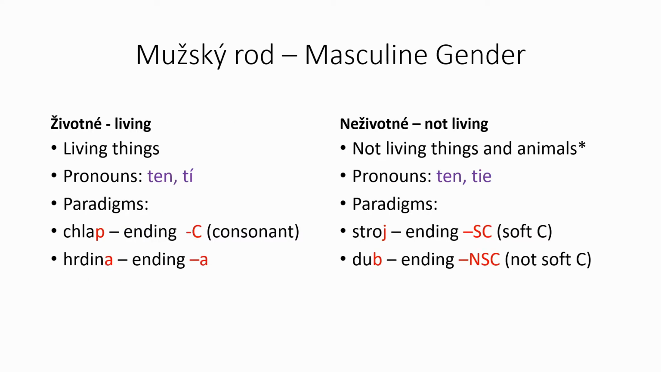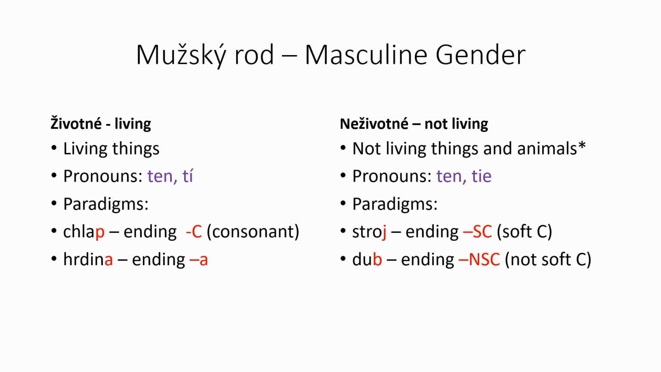Well, in the masculine gender it's actually quite easy. Masculine nouns, as the only nouns in the Slovak language, can be subdivided further into two different categories, living and not living, životné, neživotné. Living ones will refer to living things, while not living things will refer to everything else. So for the living nouns, we will be using the pronouns ten and ti, and these will refer to men mostly. And for neživotné, we will be using ten and tie, and we will refer to everything else, for example, tables or trees or machines, and as well animals.